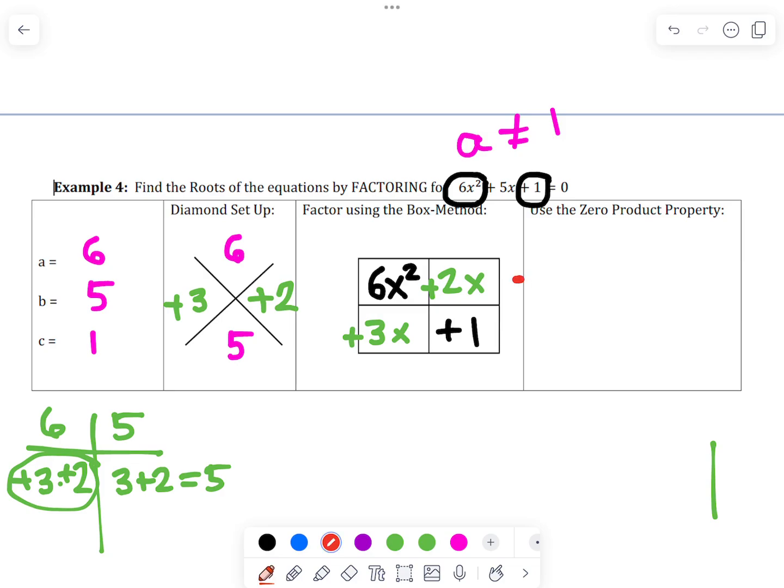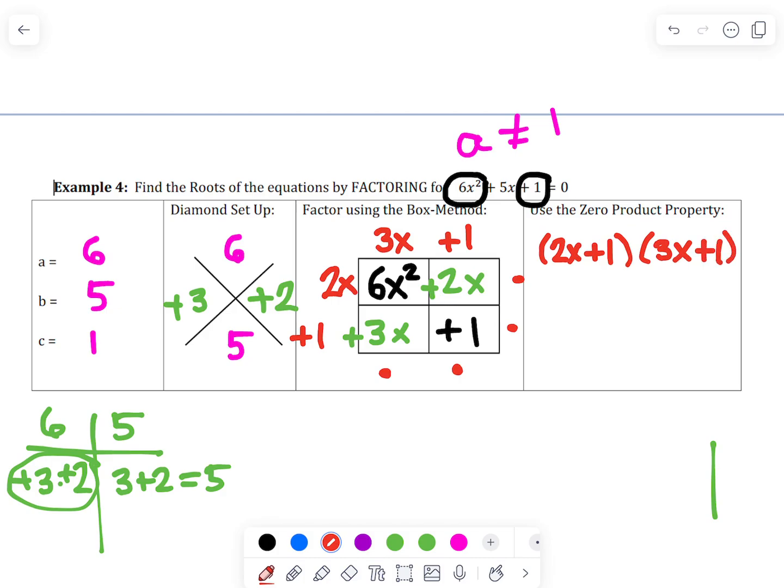So the first row, the greatest common factor, GCF, is 2x. The GCF of the second row is positive 1. The GCF of the first column is 3x. The GCF of the next column is positive 1. Now what's outside the boxes are your two binomials: 2x plus 1 times 3x plus 1.